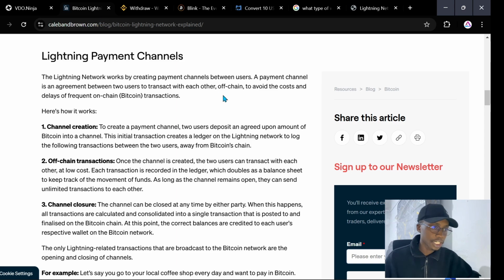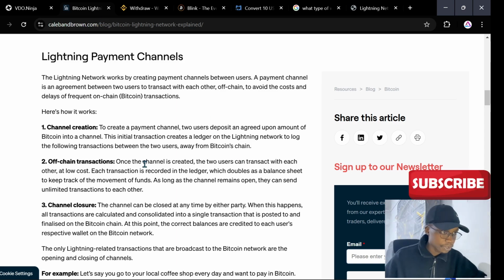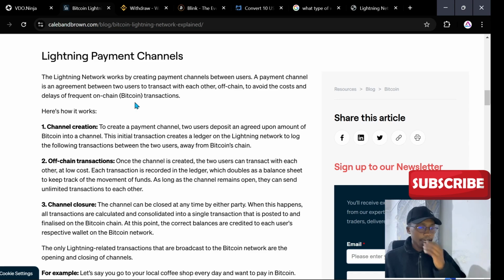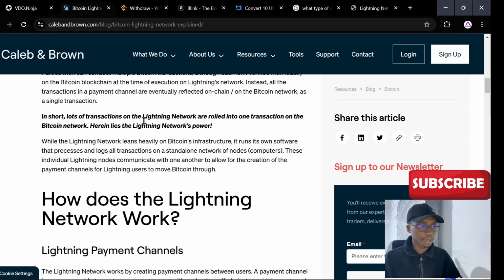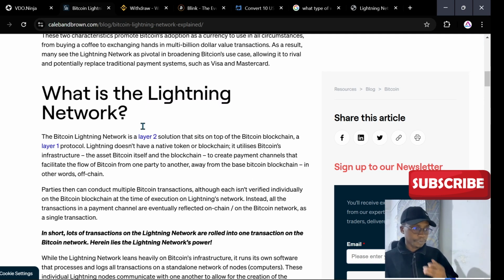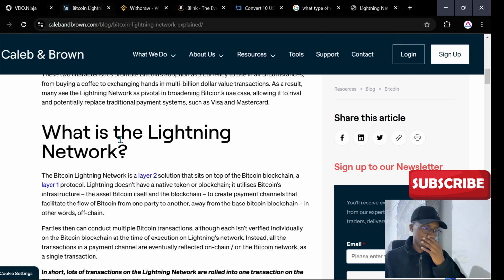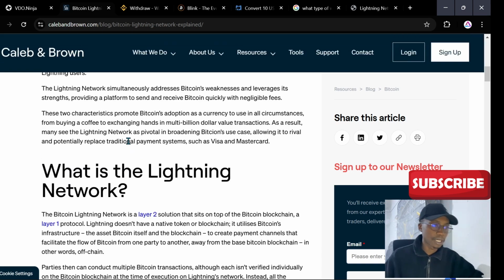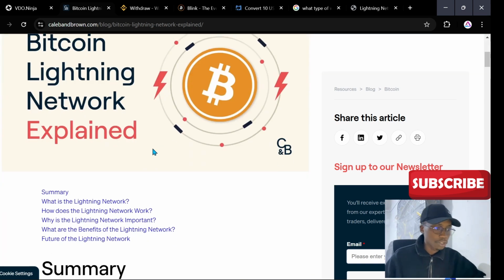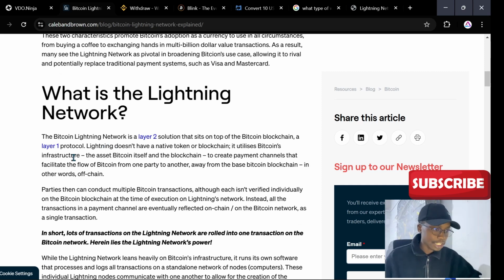We are going to head to the Caleb and Brown web page. I found this blog very interesting and simple for us to go through. I could have done my own summary, but there's no need to waste time, since there is a good summary of what the Bitcoin Lightning network is right here on this Caleb and Brown blog page. So what is the Lightning network?